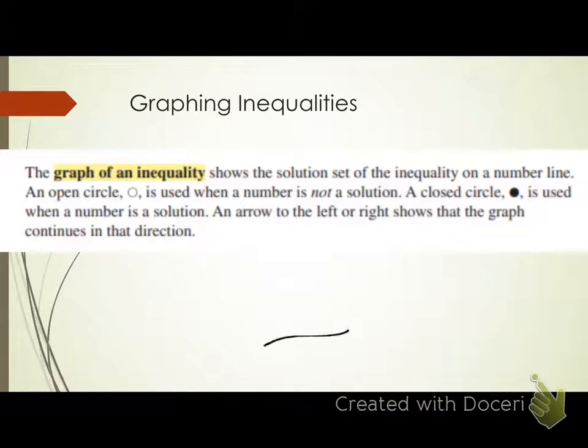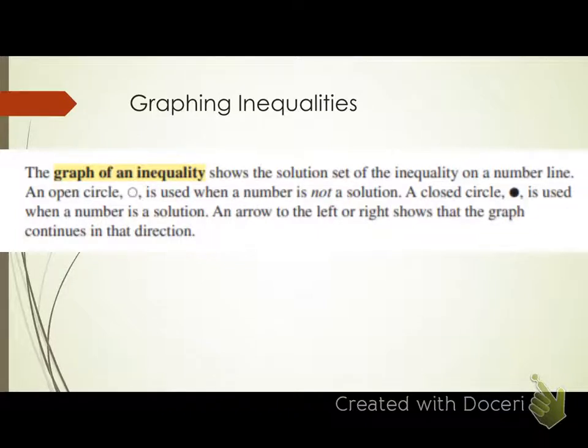Okay. I think you guys have seen graphs of inequalities before. The graph of an inequality shows the solution set of the inequality on a number line. So it's just another way to represent our inequality. You guys probably remember this the most, the open circle, closed circle, right? How do I know if I have an open circle? If it doesn't have a line. Yeah, there's no line underneath the symbol. It's got an open circle.